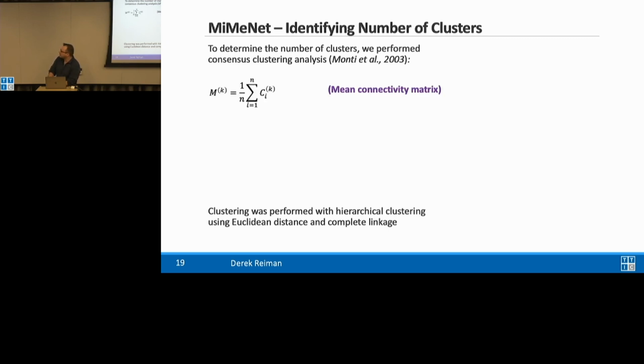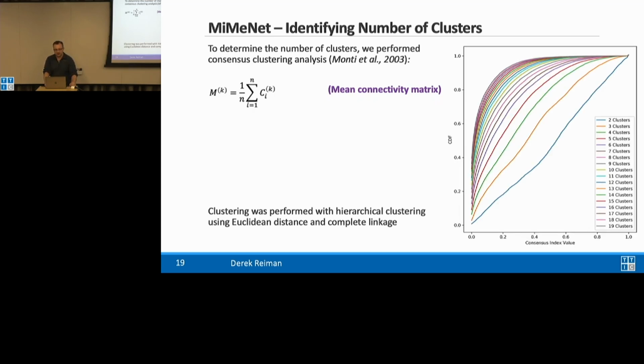and metabolites independently. That means for each interaction matrix, we determine a number of clusters K, we determine a connectivity matrix, and we can do that for all 100 of our matrices and get the mean connectivity matrix. We can then plot the cumulative distribution function of our consensus index. Ideally a good consensus would be a lot of zeros and a lot of ones, so you want to see a sharp rise.